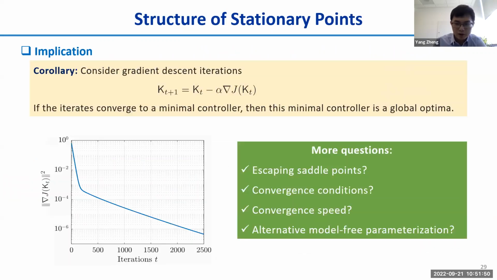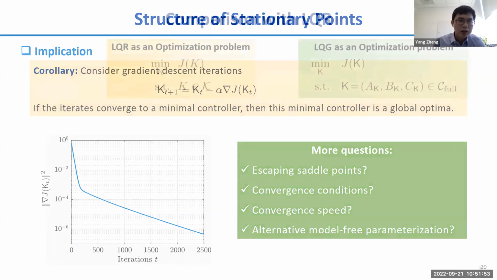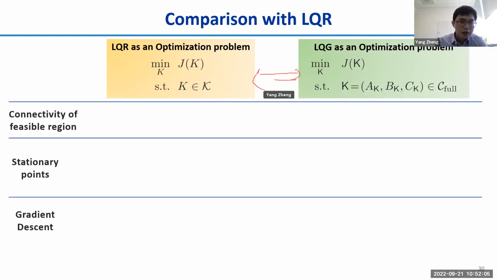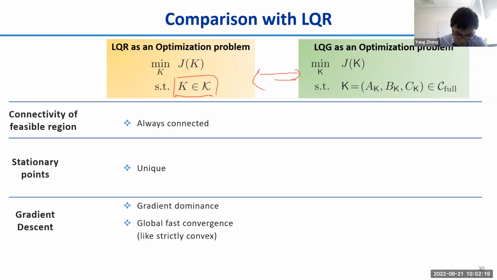So this is a good result, and it has a good implication. Let's give a comparison with the LQR, the state feedback case. Both of them can be formulated into an optimization form like this. For the LQR, we know the set is always connected, and we know the stationary point is actually unique. So once you arrive at a stationary point, you are getting the global optimal solution. Furthermore, this cost function satisfies the property of gradient dominance, and there's a condition for step size, and you can get globally fast convergence. This function is almost like a strictly convex function.